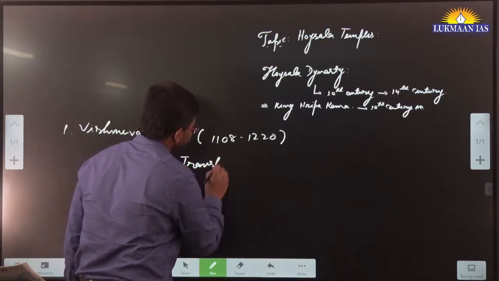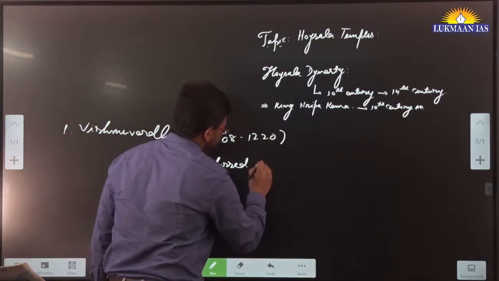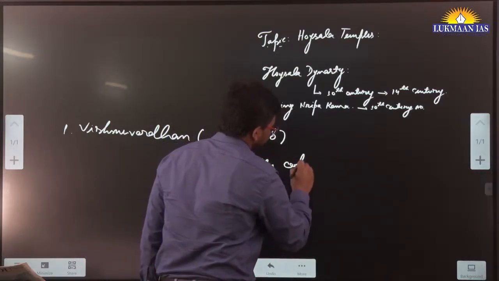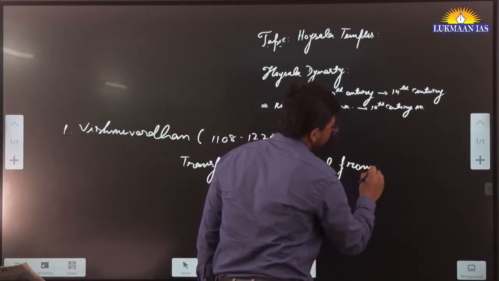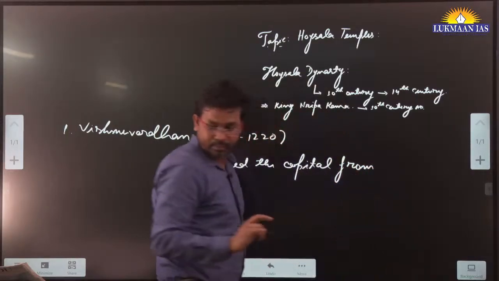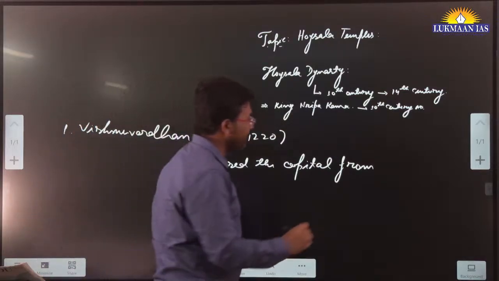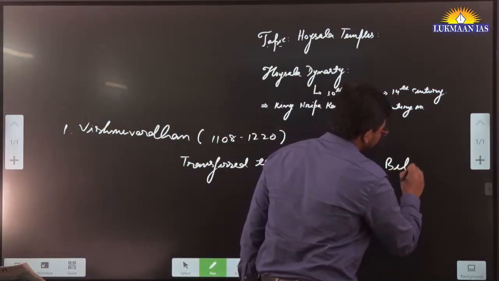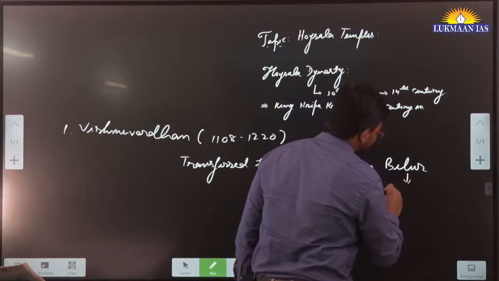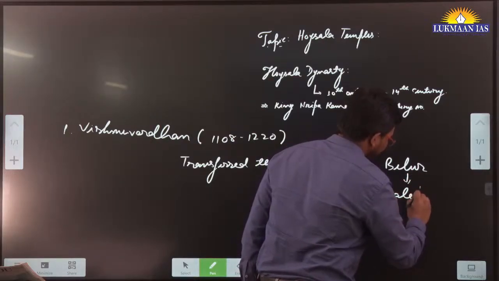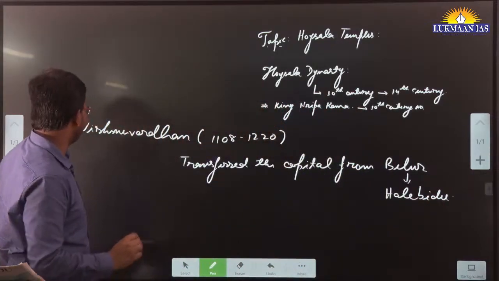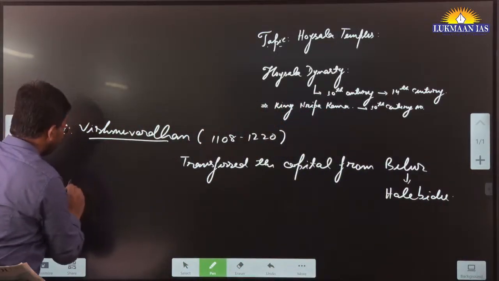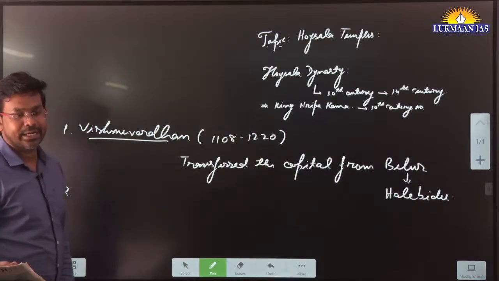Transferred the capital from which place? Earlier it was in Belur, then he transferred it to Halebidu. They are located in Karnataka. So Vishnuvardhan is one of the important kings of the Hoysala dynasty.